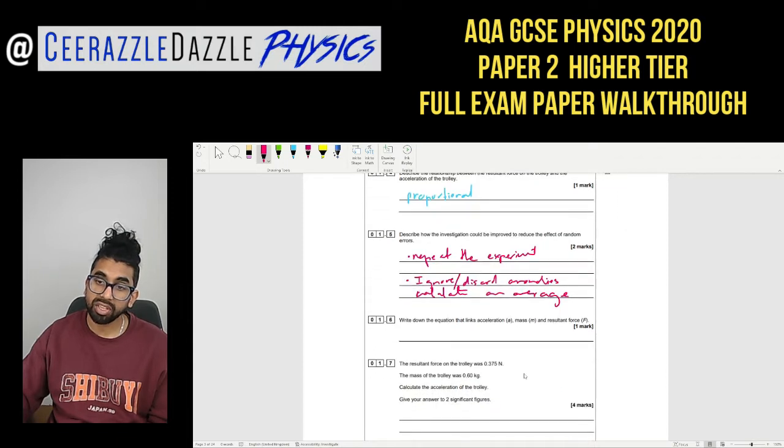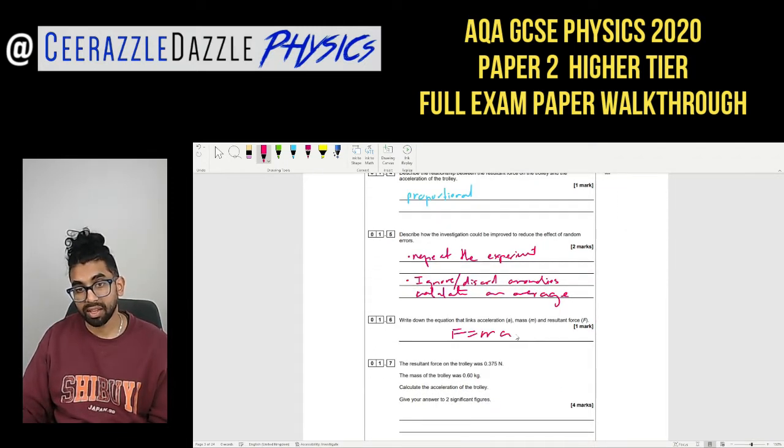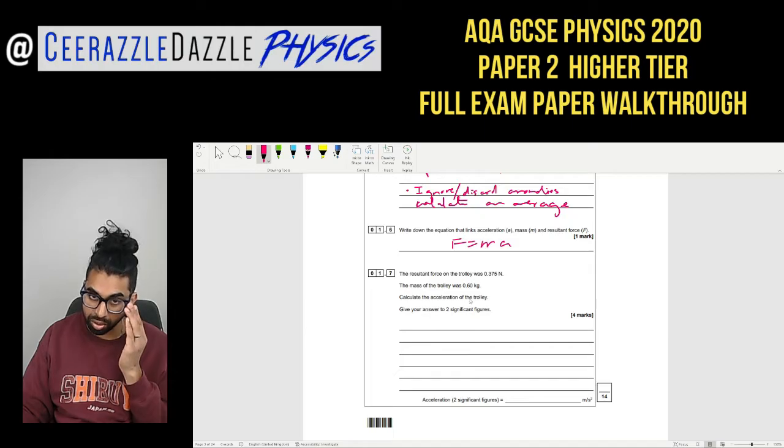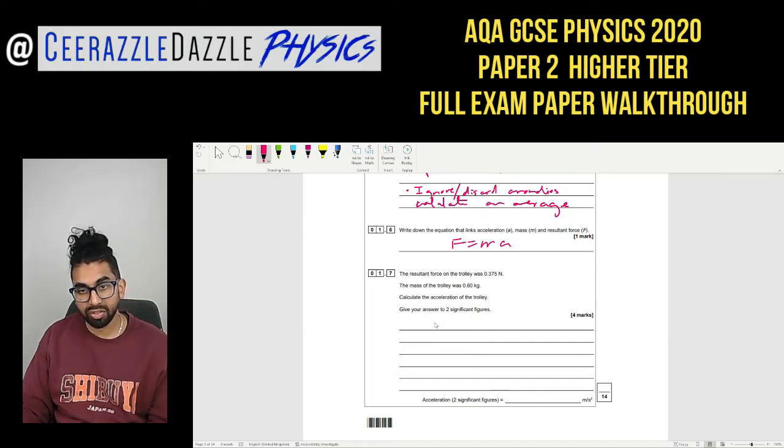1.6, write down the equation that links acceleration, mass, and force. F is equal to ma. Work out this value over here. The resultant force is 0.375 newtons. The mass of the trolley is 0.6. Calculate the acceleration to 2 significant figures.